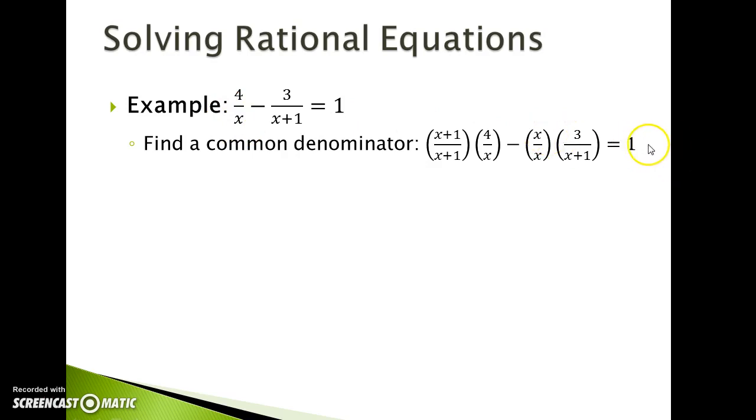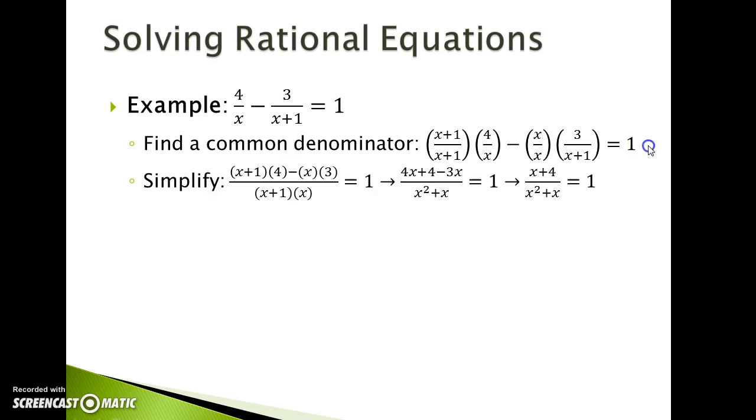I'm leaving 1 alone, and we'll see why in a minute. I can now simplify these things. So they have the same denominator: x plus 1 times 4 minus x times 3, 4x plus 4 minus 3x becomes x plus 4 over x squared plus x. And I also multiplied on the bottom to get this denominator to shake out over here. 1 is still by itself.